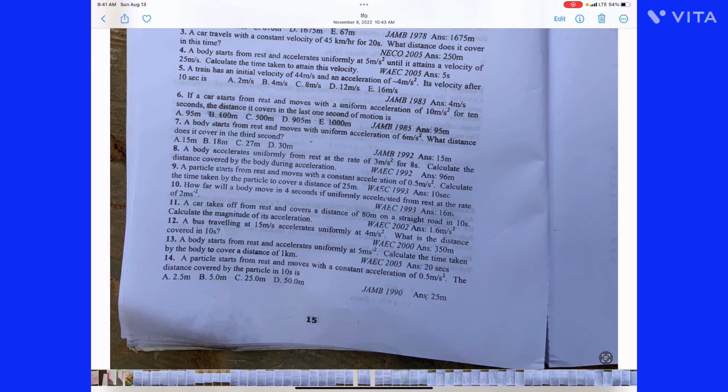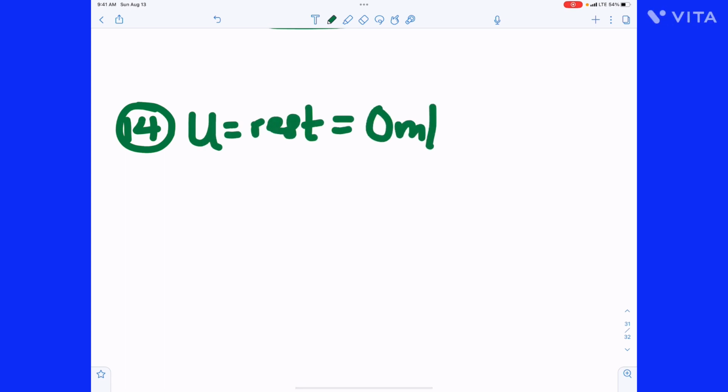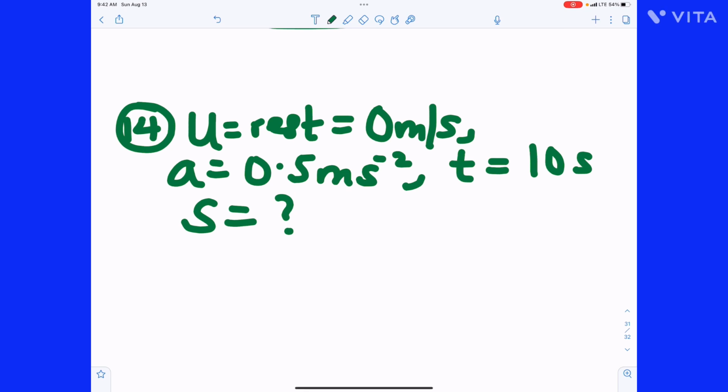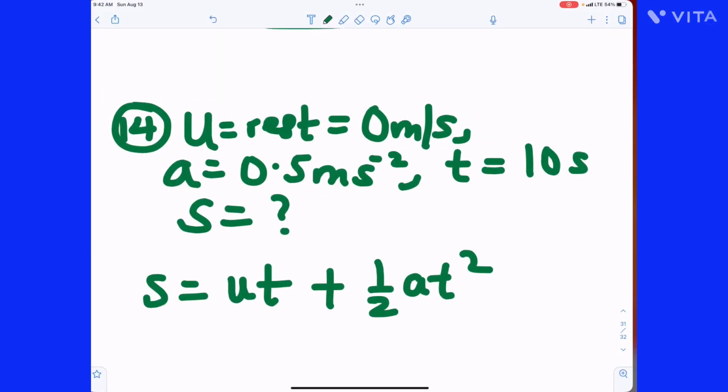Question 14 says, a particle starts from rest and moves with a constant acceleration of 0.5 meters per second squared. The distance covered by the particle in 10 seconds is, it starts from rest, so that means its initial velocity is 0 meter per second. The acceleration is 0.5 meter per second squared. Time taken 10 seconds. Distance covered in 10 seconds is what?